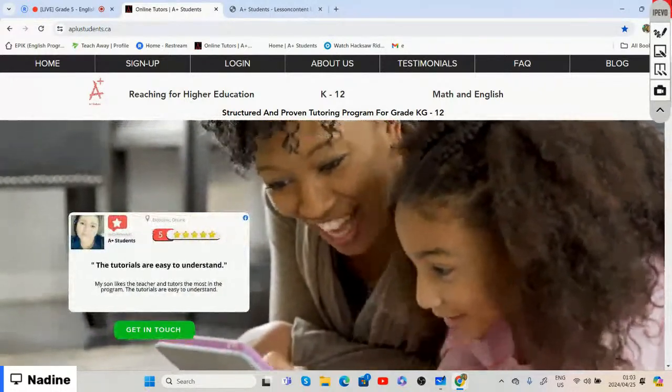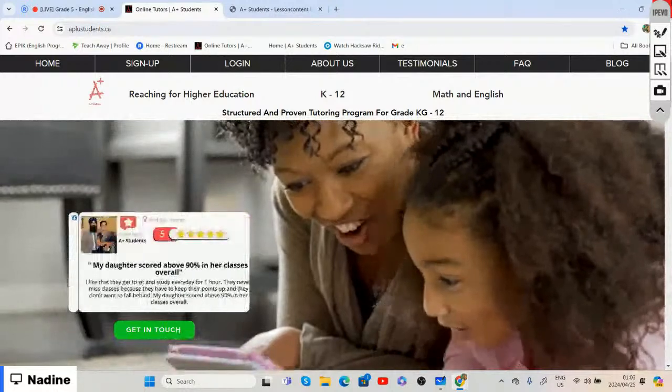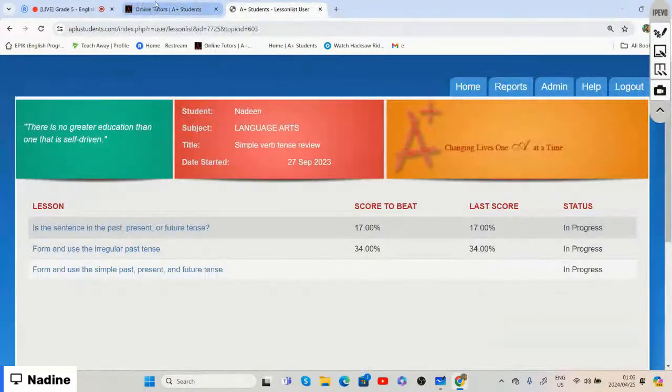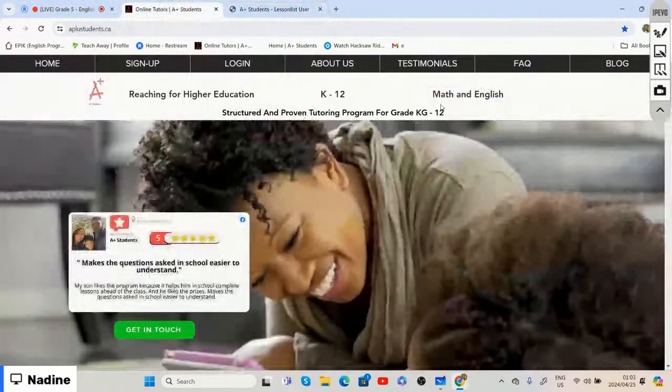Today we will be doing our grade 5 English lesson on simple verb tense review.